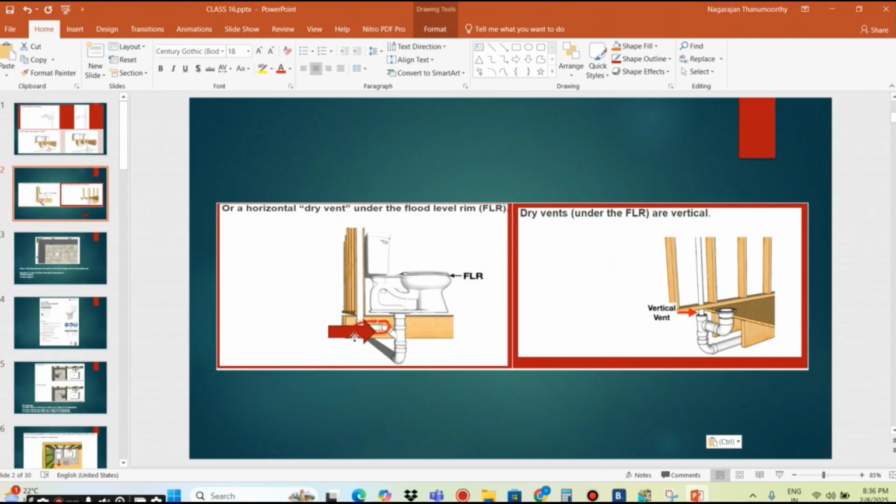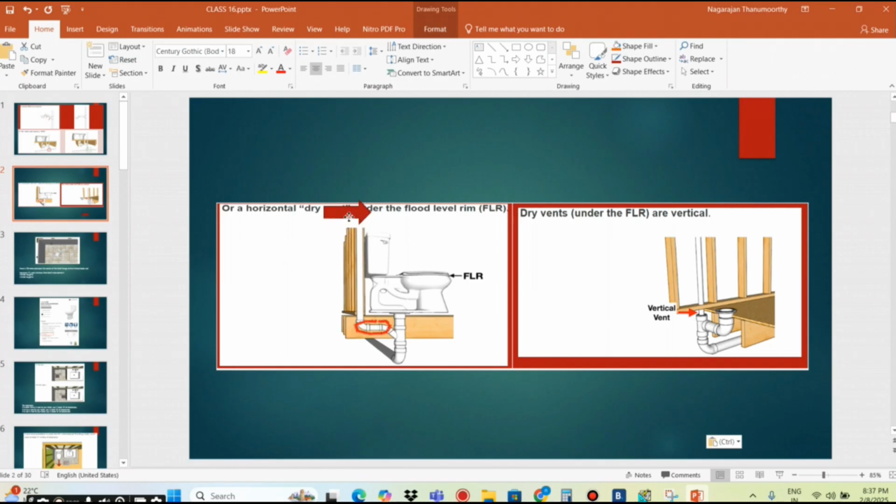Here I have provided one horizontal dry vent. This is a horizontal pipe. This horizontal dry vent is not acceptable below FLR. FLR means fluid level rim. Here we can see the fluid level, that means the water level. Once you flush you can see the water coming out. This is the fluid level. Similarly, if you go to the wash basin, the level is the fluid level. So below the fluid level it is not acceptable to provide the horizontal dry vent.